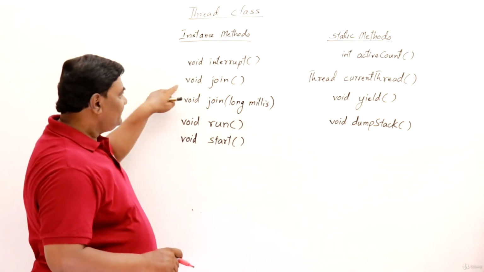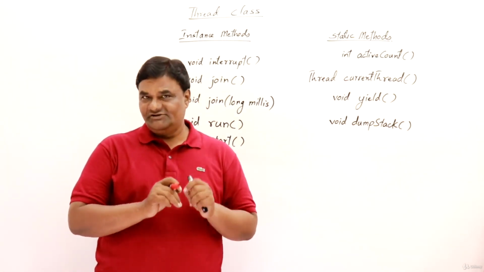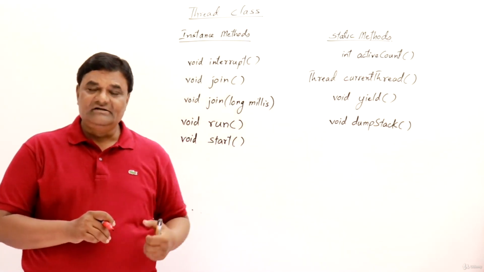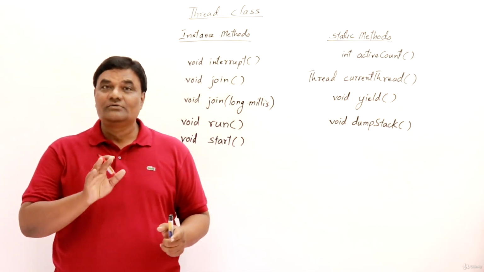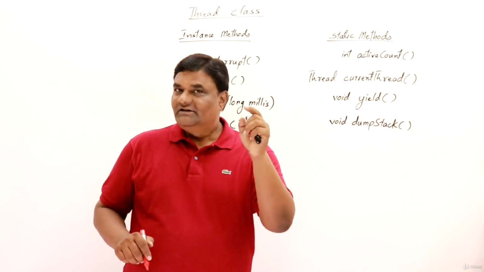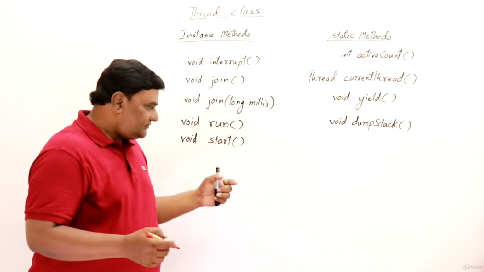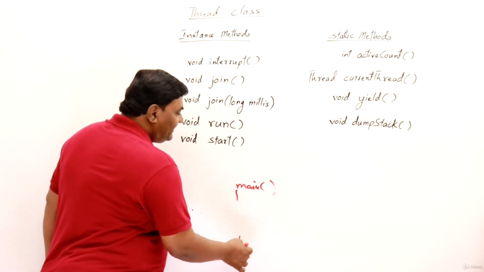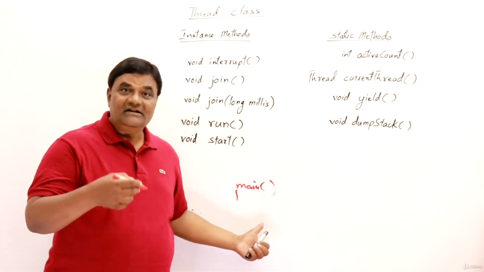The next one, join. Now this is interesting. If a thread has finished its job, finished its task, it will get terminated. Instead of getting terminated, it can wait for other threads to complete. It can call the join method for those threads and wait for them. Like we have seen, the main method starts all other threads. We have seen the program where the main method is starting a thread.